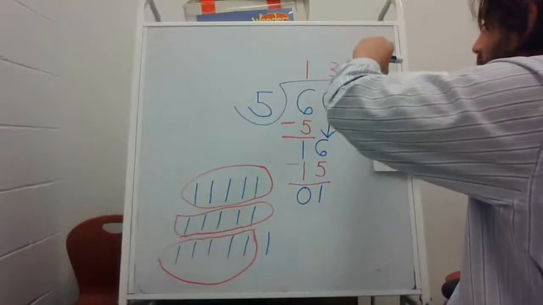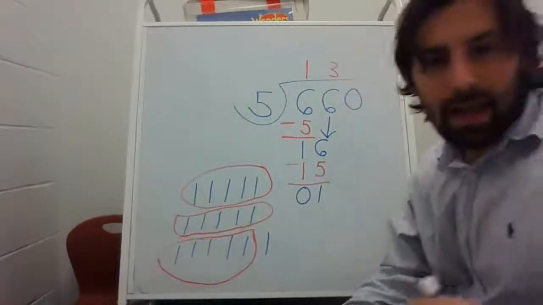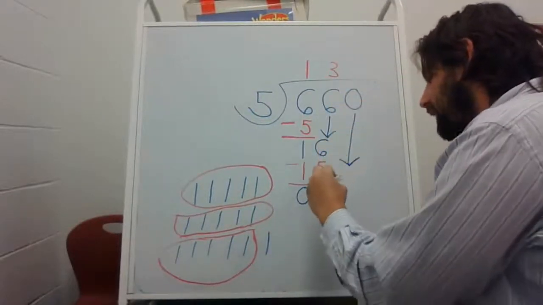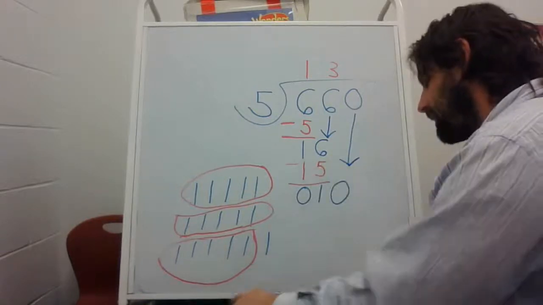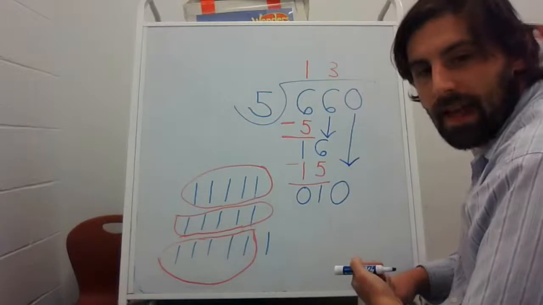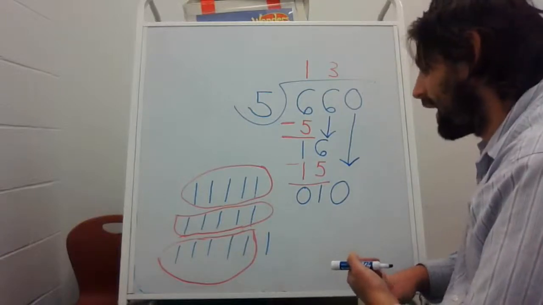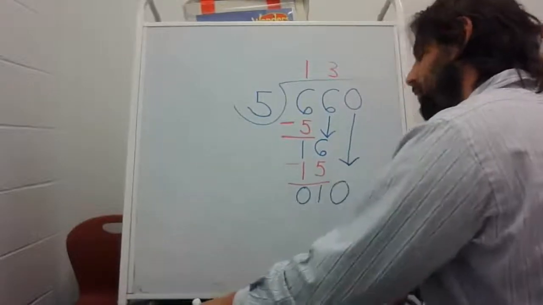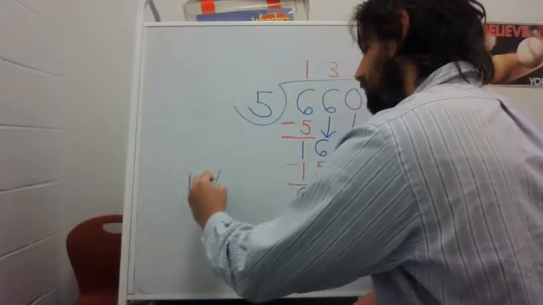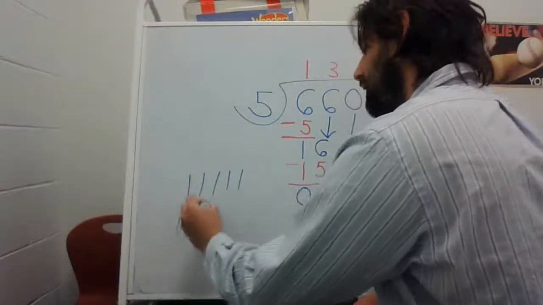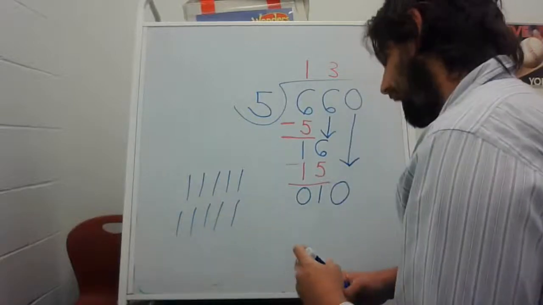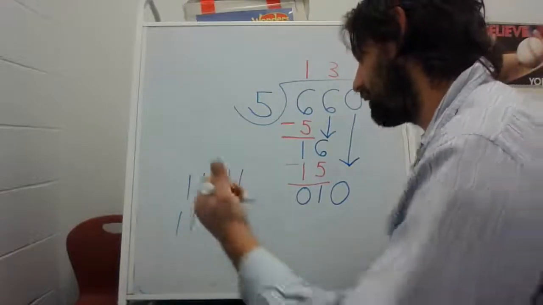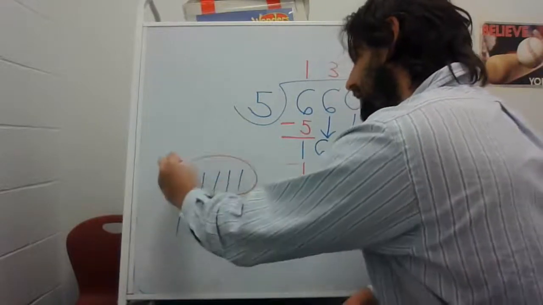So now I have the very last digit that I need to bring down here. I'm going to draw an arrow. I'm going to put a 0 next to this 1, and the number is 10. So I have to figure out how many times 5 goes into the number 10. 10 divided by 5. So I am going to draw 10 tallies. 1, 2, 3, 4, 5, 6, 7, 8, 9, 10. Every 5 tallies, I'm going to draw a circle around. I'm going to figure out how many circles I have. So 1, 2, 3, 4, 5. That's one group of 5.